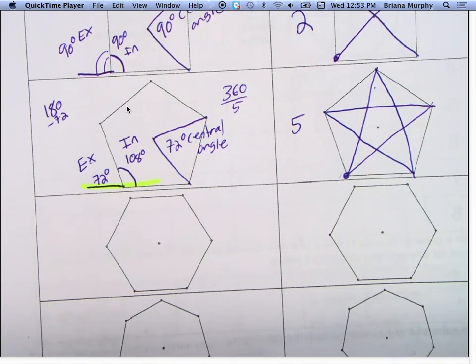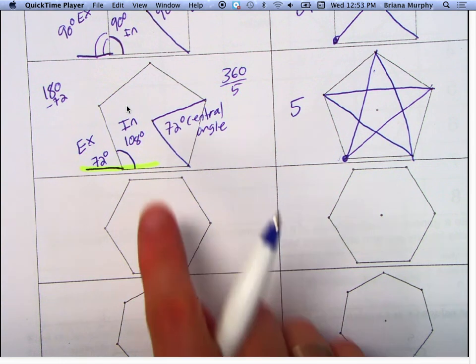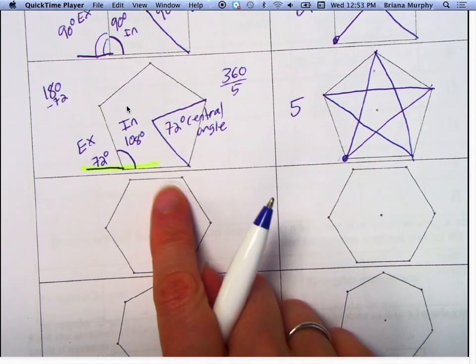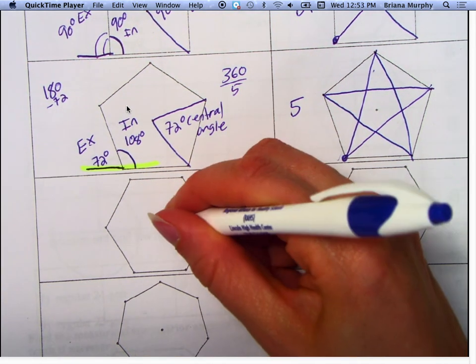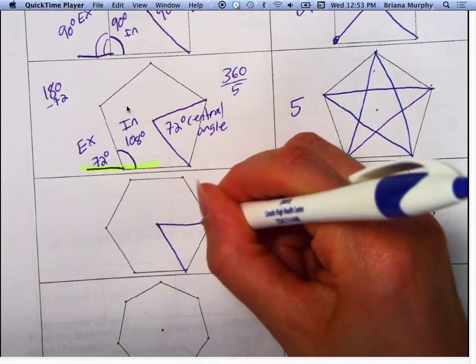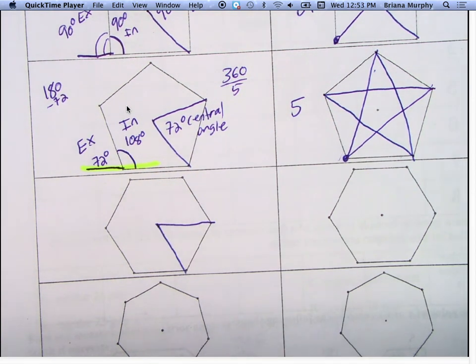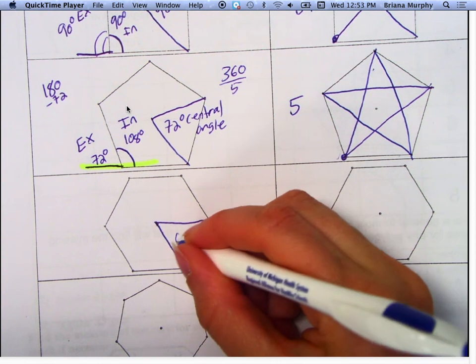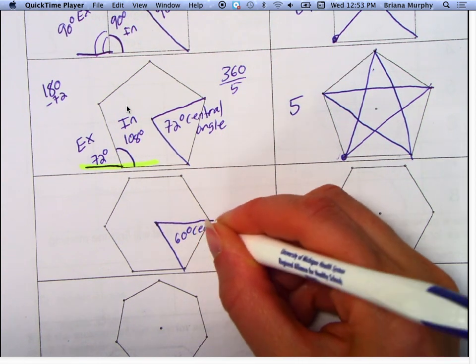Let's look at the, what shape is this again? Hexagon. Okay, what is my central angle going to be for this hexagon? It's 60. Let's see. That's 60 degrees, right? Interior is 120.